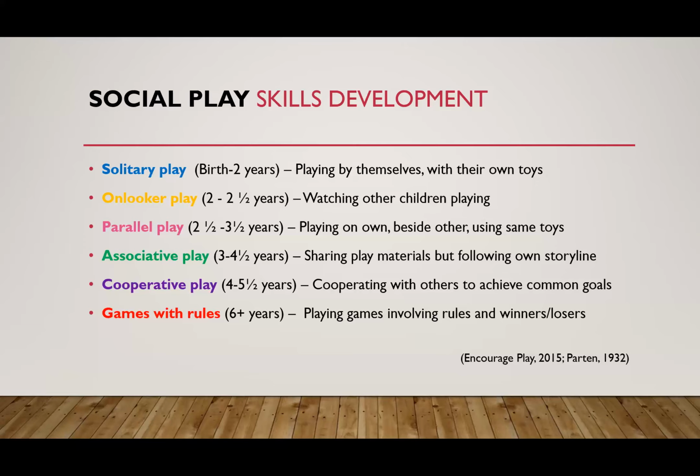From 6 years old and up, it is the stage for games with rules. It is a part of cooperative play. These games involve child-controlled rules and winners and losers. The children show an understanding of the social rules at this stage. It is important to note that children may show regressions when they are sick, tired, hungry, and irritable.